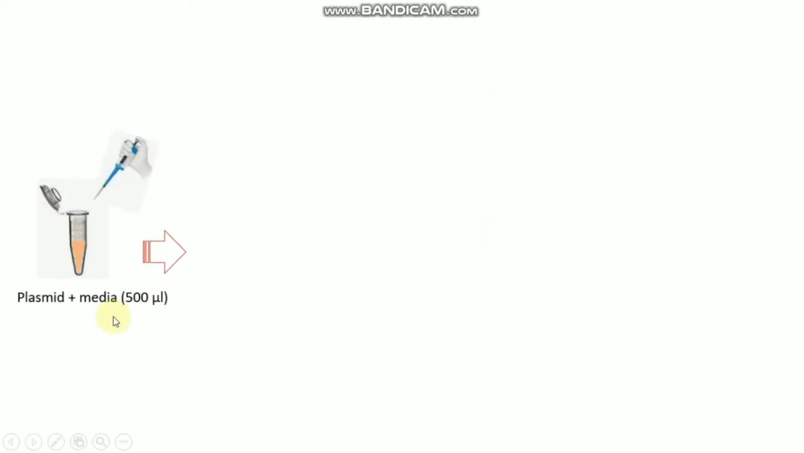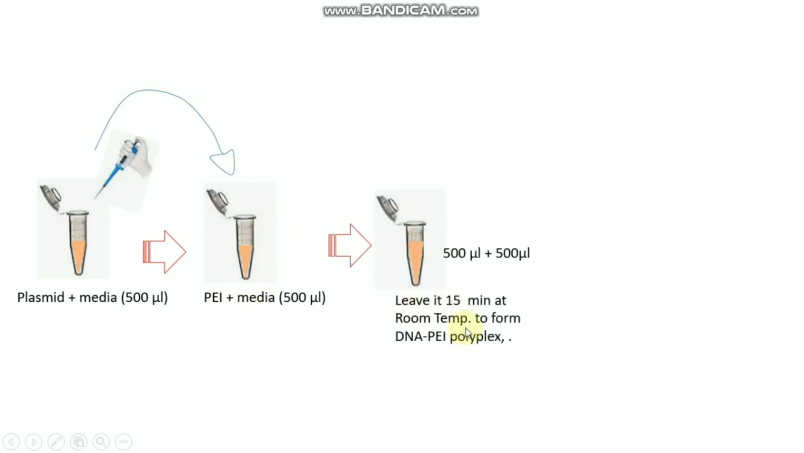And then the plasmid and media that you prepared in the earlier step, you need to transfer the entire volume, like 500 microliter, into the PEI media tube. So you transfer it from here to the PEI tube. In total it will be 1 ml. Then leave it for 15 minutes at room temperature to form a DNA PEI complex, which is known as a polyplex. The total volume should be 1 ml.